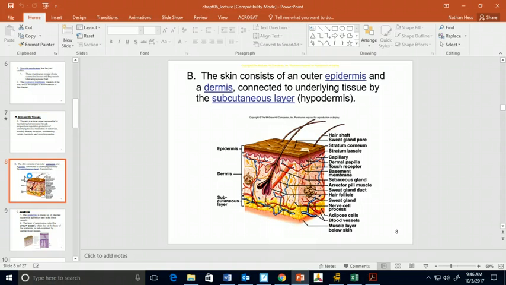There is no direct line that separates the subcutaneous from the dermis. They just kind of blend together. There is a very clear distinction between the dermis and the epidermis. There's a basement membrane that rolls right between those two and separates them. Basement just meaning the bottom, right? The bottom membrane of the epidermis.